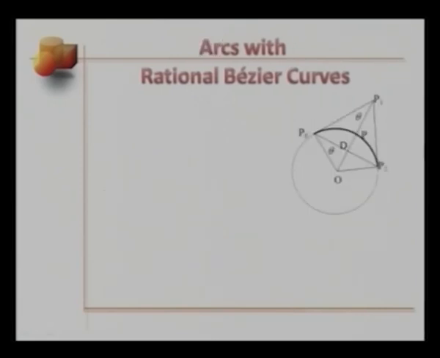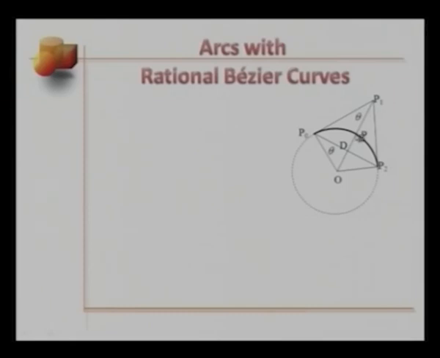How about modeling circular arcs with rational Bezier curves? Here's a figure. We have a circle with center O and 3 points P sub 0, P and P2 lying on the circle. This curve here represents the circular arc, and it's modeled, let's say, as a quadratic Bezier curve again, defined by the control polyline P0, P1, P2. P here corresponds to the parameter value t equals half.